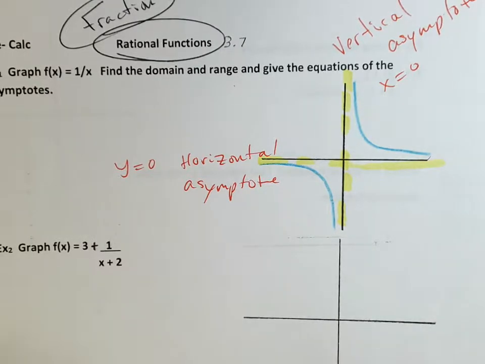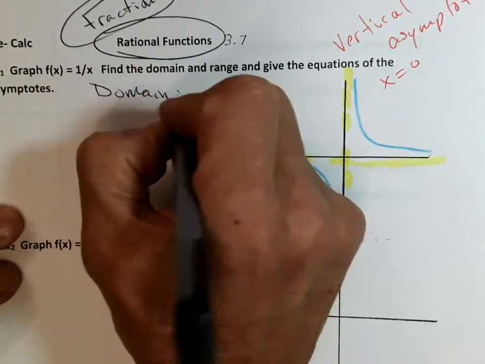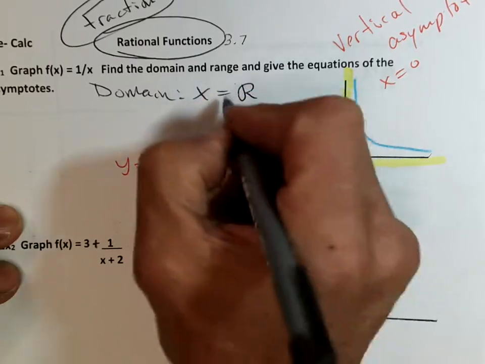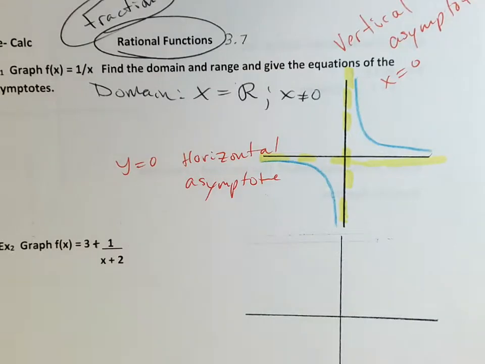Okay, so range and domain. Well, range and domain is pretty easy. Domain, it's forever wide except for one spot. What can't it be? 0, right? So my domain is everything except at 0. My domain is x equals all real numbers except x cannot equal 0, because if it equals 0, we're going to divide by 0. We're going to make Cookie Monster unhappy.